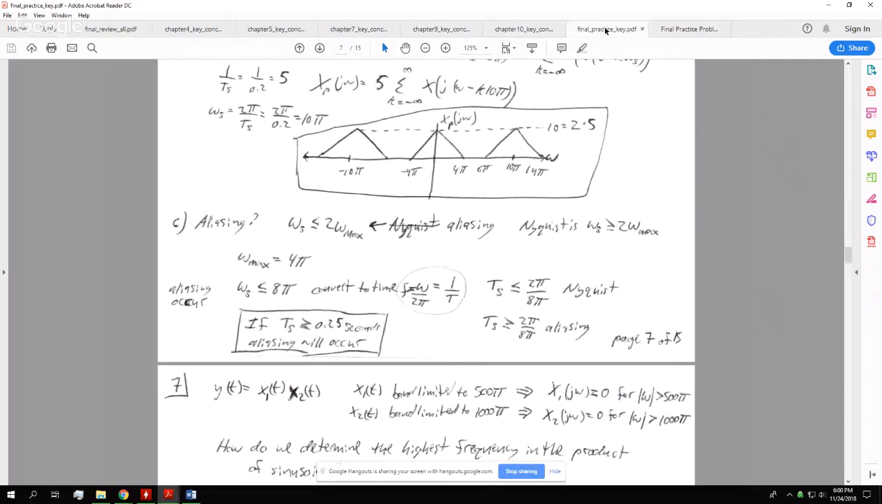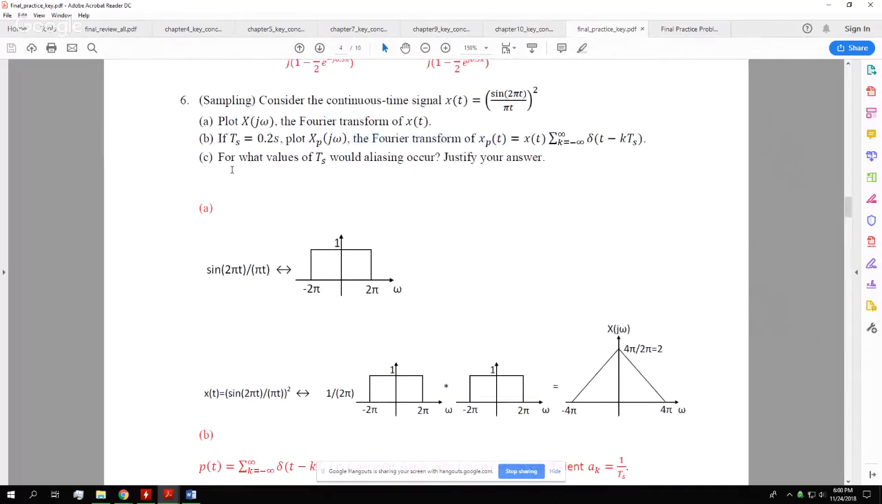What does part C ask us? Part C says, for what values of t sub s would aliasing occur, and justify your answer? Well, I explained what aliasing is earlier. Aliasing just means that if you sample at a specific rate and the frequency of the signal you're sampling is higher, and you don't meet the Nyquist rate, then you're going to have aliasing. So let's see what I did for part C.